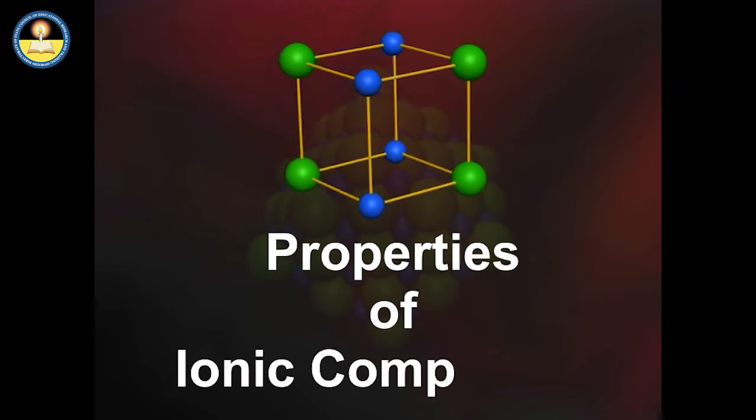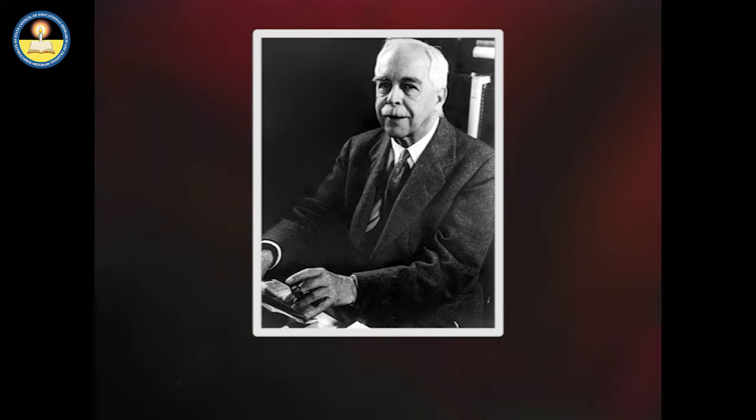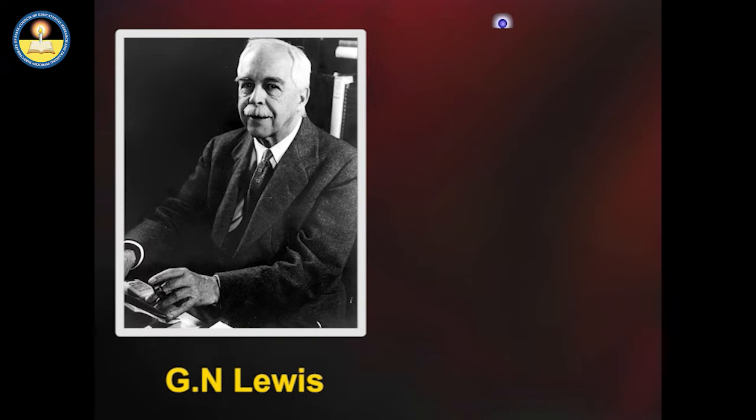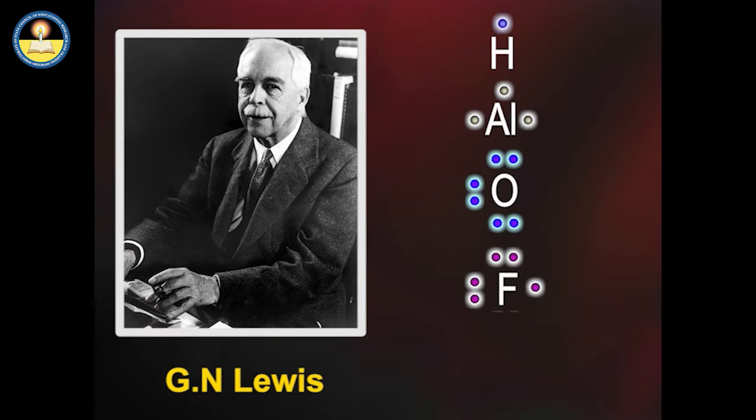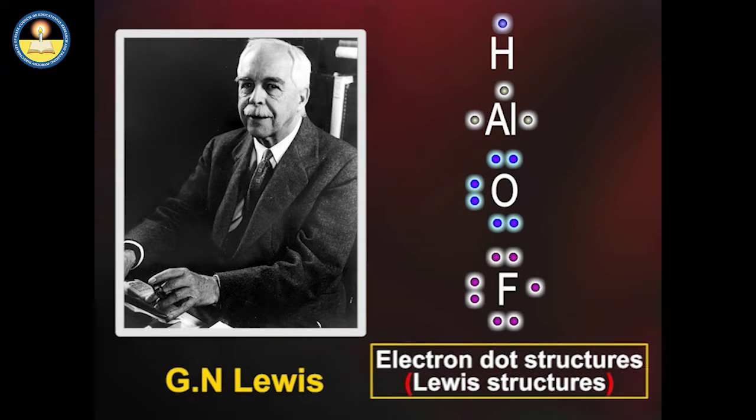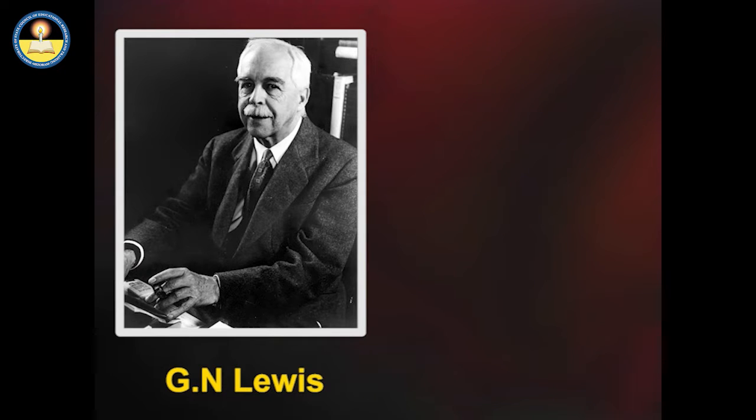Properties of ionic compounds. In our last episode, we learned that a convenient method proposed by G. N. Lewis involves putting dots to represent the valence shell or the outermost shell electrons around the symbol of an element. Such representation is called electron dot structures. We also learned that sodium atom is represented by Lewis dot formula as Na dot, which means that one electron remains in the outermost shell.